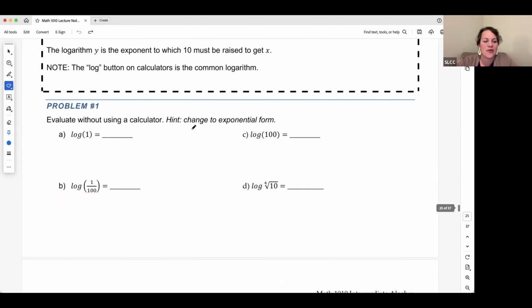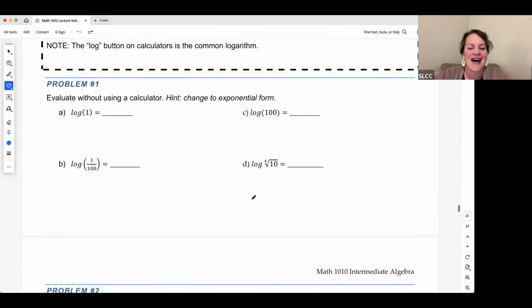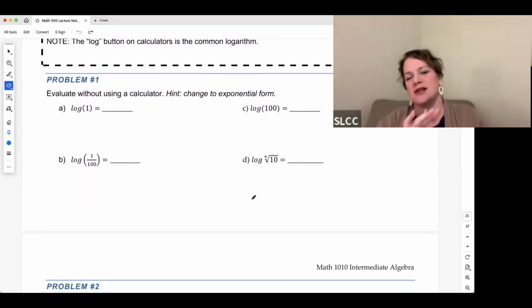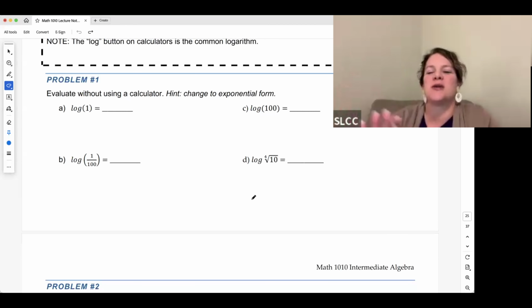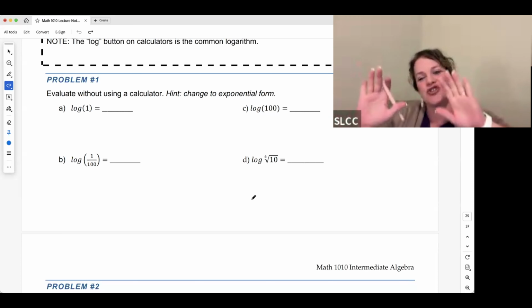Now let's try a few. Evaluate without using a calculator. Okay, so how do I evaluate a logarithm? I can just change forms. How do you change forms? So I just do a little chant, silly me. I like to say all about the base, no treble. So you're talking about all about the base, and then you're dancing in a circle.